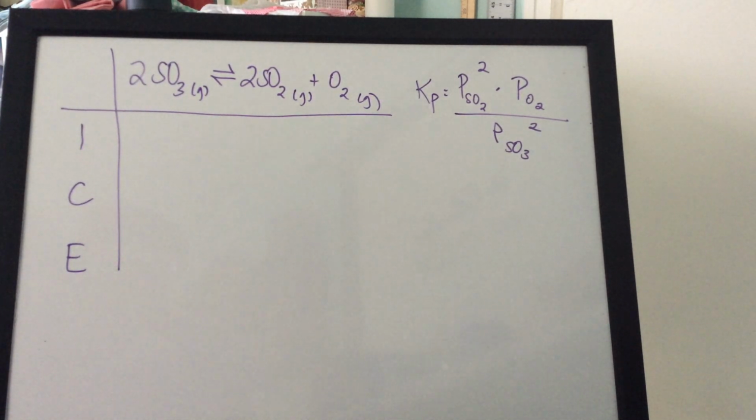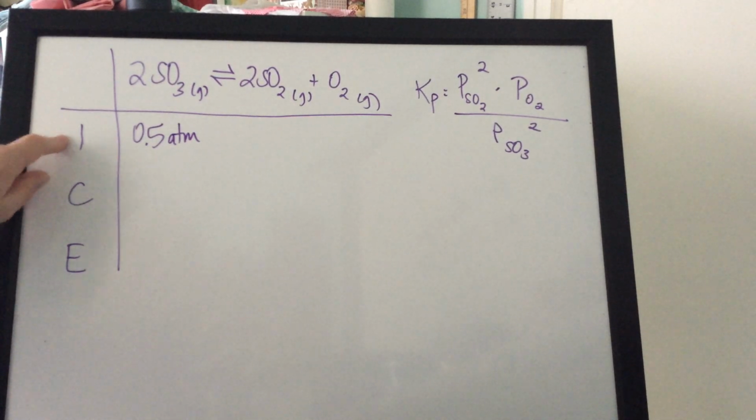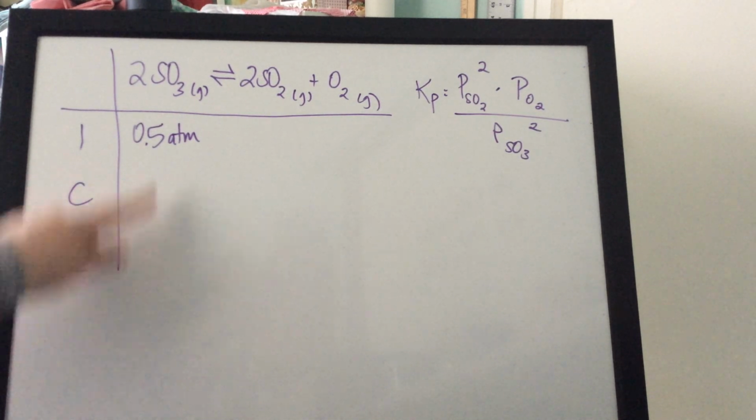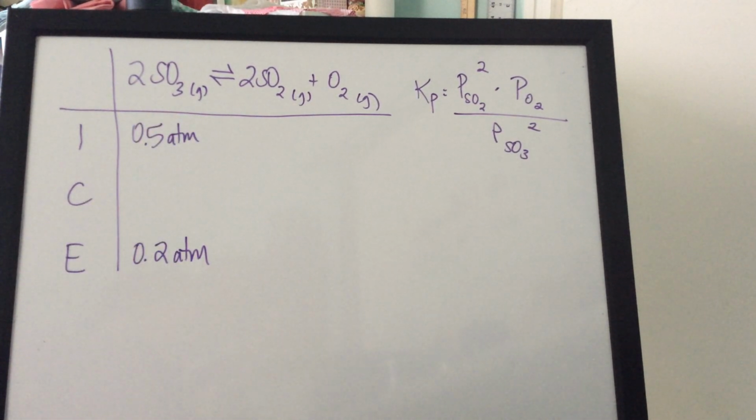Okay, so now let's see what we know. It says initially the vessel is charged. That means the SO3 is added. So SO3 at a partial pressure of 0.5 atmospheres. Now that's initial. So SO3 is 0.5 initially. Okay, so I put it in the initial column under the SO3. All right, what else do I know? At equilibrium, the SO3 partial pressure is 0.2. Calculate Kp. That's all they told me.